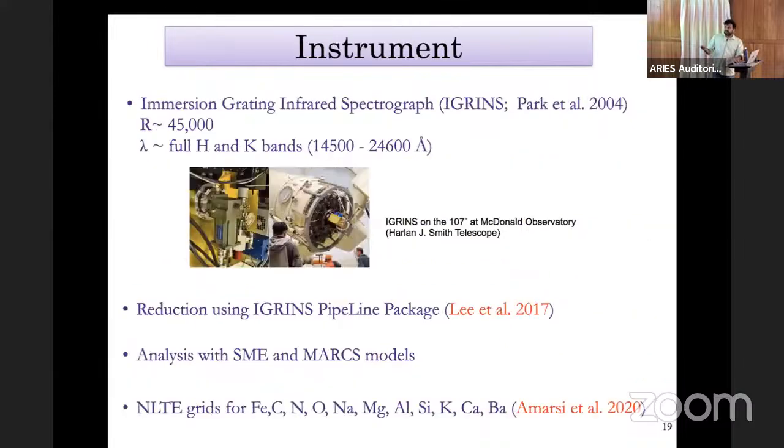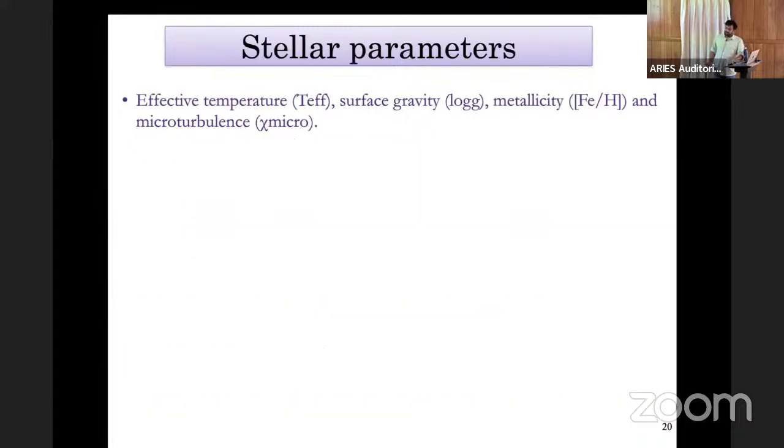For this, the instrument we have chosen is the Immersion Grating Infrared Spectrograph, or IGRINS, which has a resolution of around 45,000 and covers the full H and K band, so the full 1.5 to 2.5 micrometers. The reductions have been carried out using the IGRINS pipeline package. As I mentioned earlier, the analysis has been carried out with SME and MARCS models, and NLTE grids were available for corrections for certain elements, not all of them.